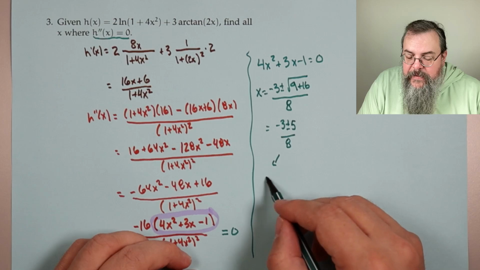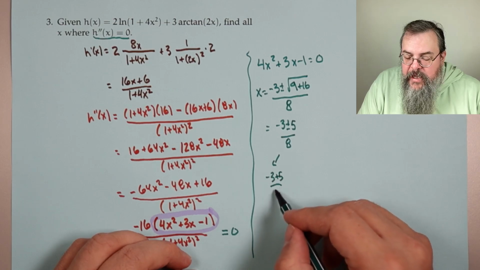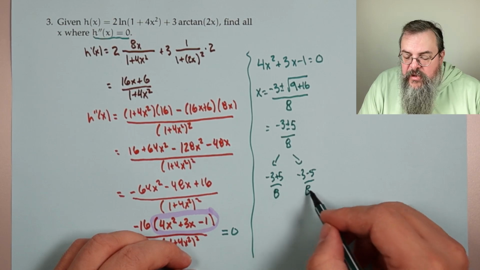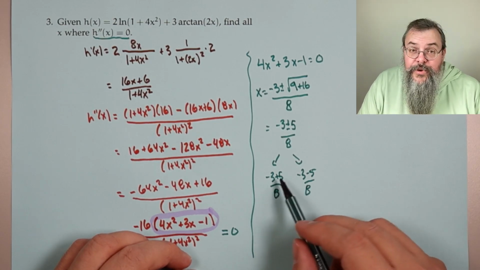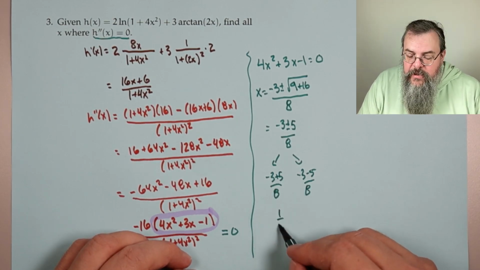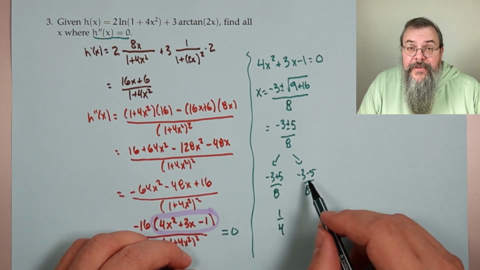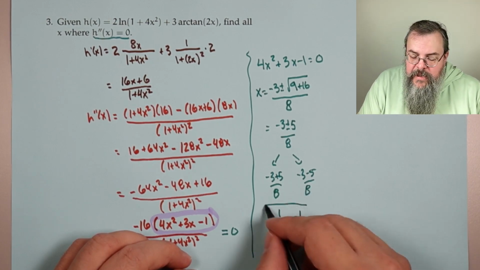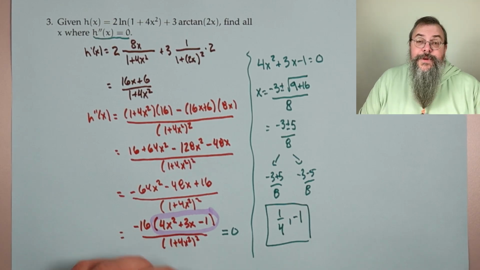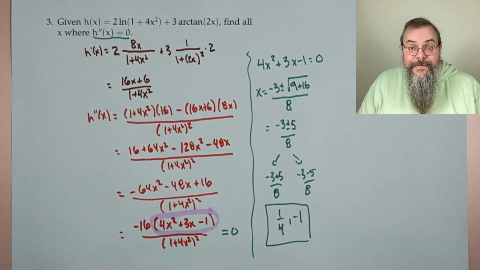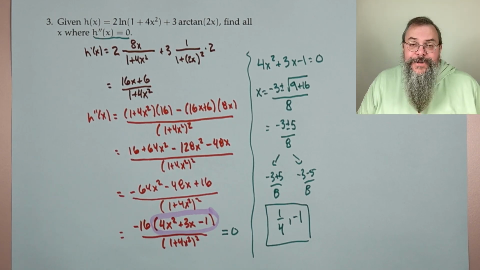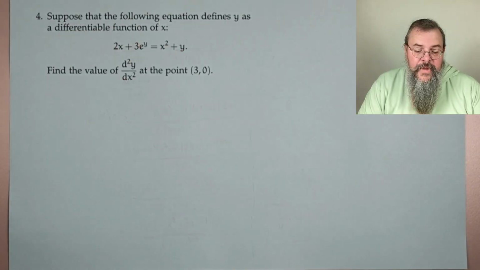And so we get negative 3 plus 5 over 8, and negative 3 minus 5 over 8. Well, negative 3 plus 5 is 2. 2 over 8 is 1/4. Negative 3 minus 5 is negative 8, divided by 8 makes negative 1. And so our two answers: 1/4 and negative 1. Nice. All right. Woohoo!